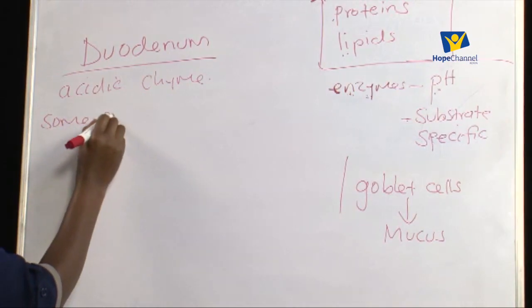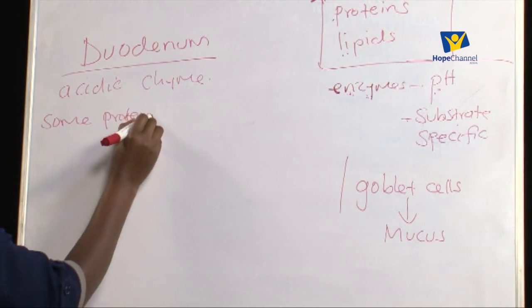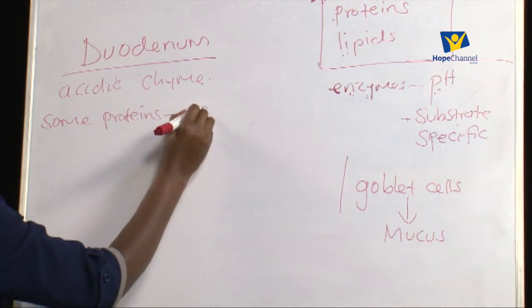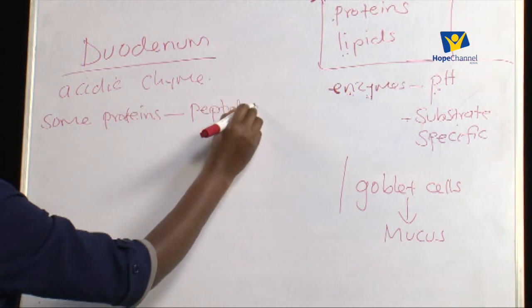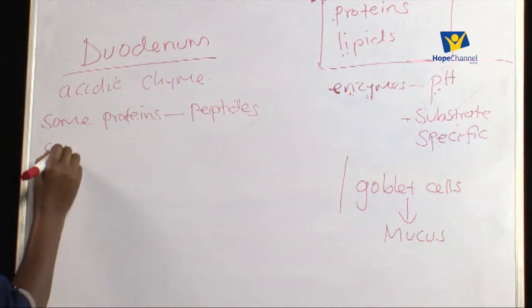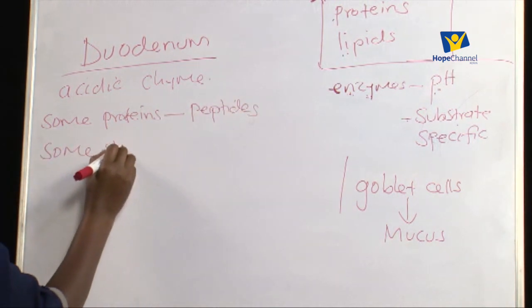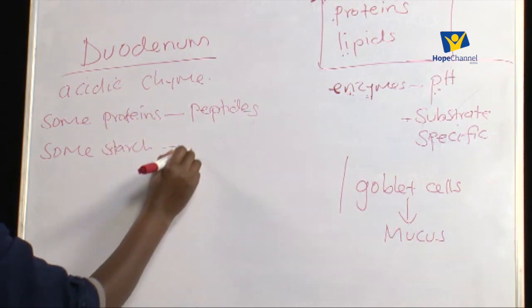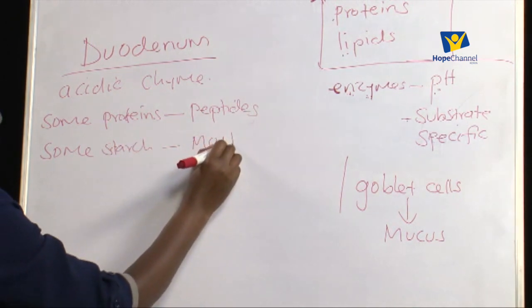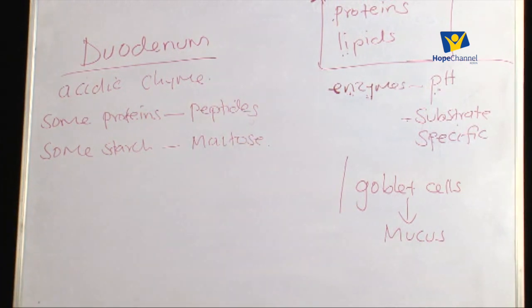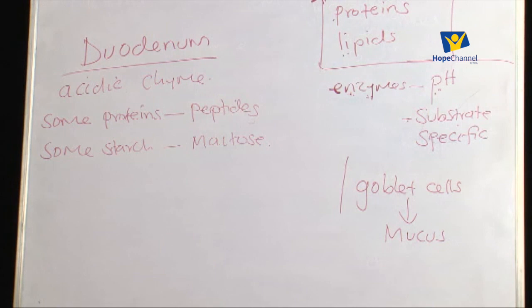Some proteins were broken down to peptides. Some starch in the mouth was broken down to maltose. And of course, we've not digested the lipids so far. We've not digested all the proteins. We've not digested all the starch. So the process of digestion continues.